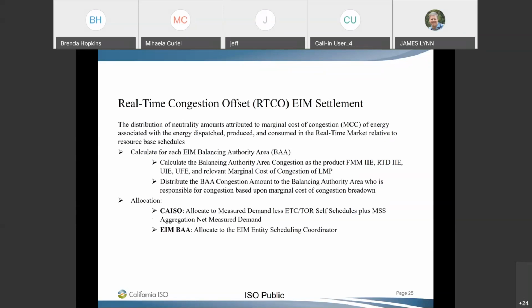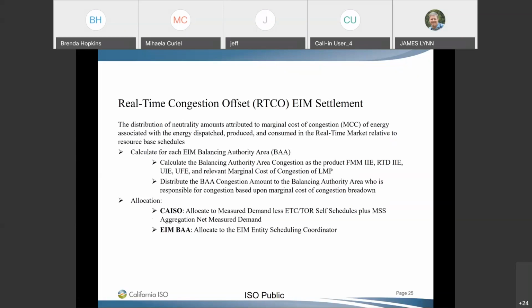But what we are going to do is I'm going to do that same calculation I did for the total cost of congestion, but instead of doing it at the total MCC, I'm going to do it at the marginal cost of congestion breakdown prices. Now, if you remember, I talked about the BAA bill determinant file. Well, when you're looking at the total marginal cost of congestion, you will find that for every node in your BAA bill determinant file.